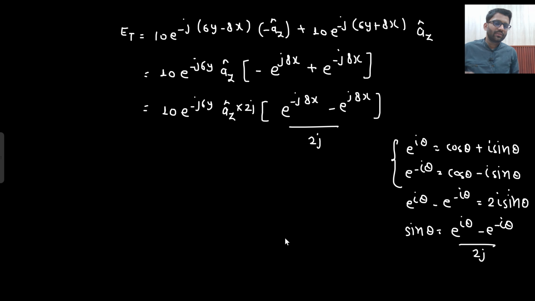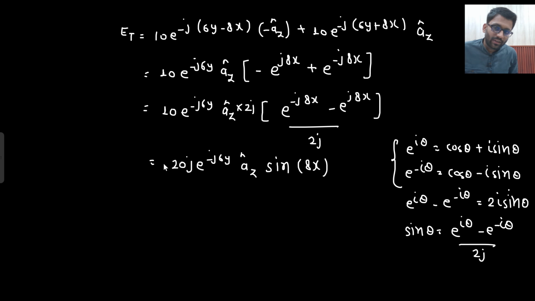So what will this be equal to? What do you think? The 2j is coming here, e to the power minus j by az cap. And what will this be equal to? This will be equal to sin 8x but with a negative sign. Is that clear to you or not? So this is my E total.